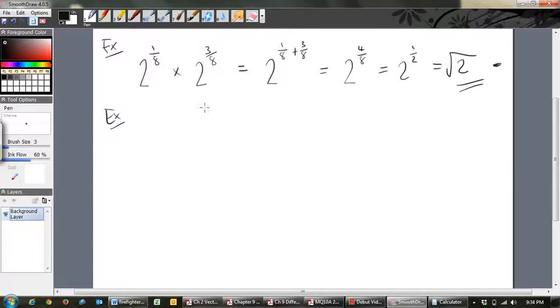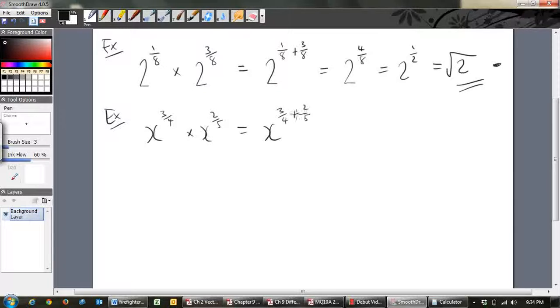Okay, another example. Let's go into algebra now. Again, x to the power 3/4 times x to the power 2/5. Again, add the powers together. So that's x to the 3/4 plus 2/5. Yeah, it gets a bit messy up here.